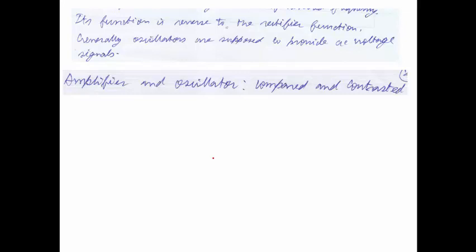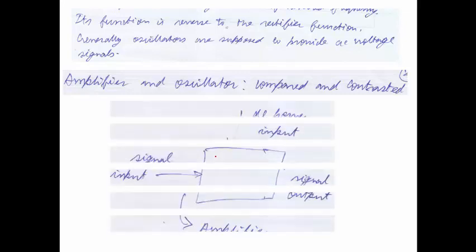So its function is reverse to that of a rectifier, where we already know that a rectifier is used to convert a typical AC to a corresponding DC signal. So it is just the opposite of this. So generally, oscillators are supposed to provide AC voltage signals. Now, let us try to compare and contrast the two, that is the amplifier and the oscillator.